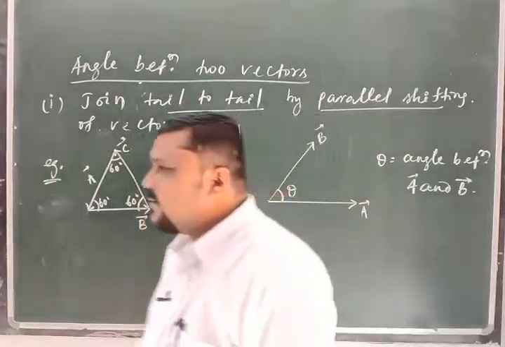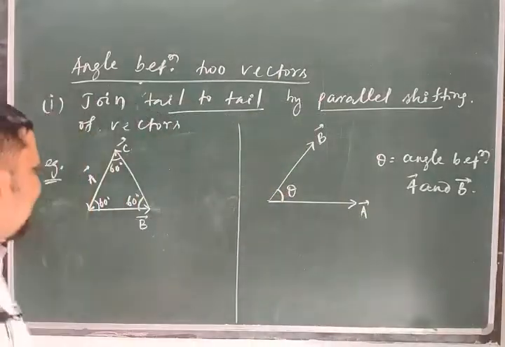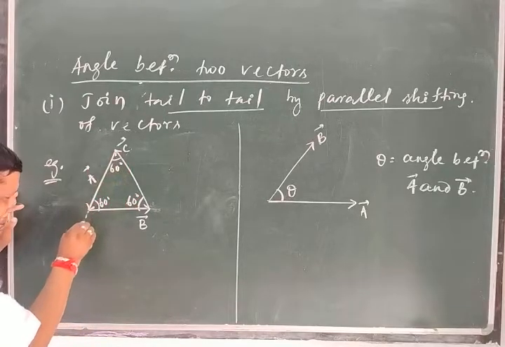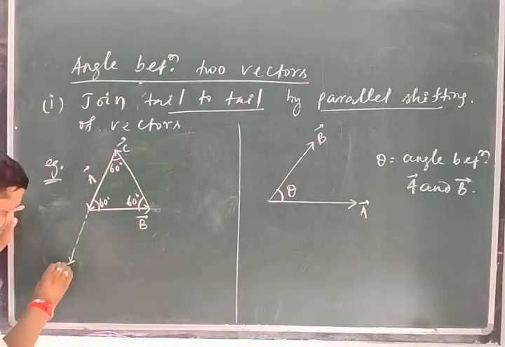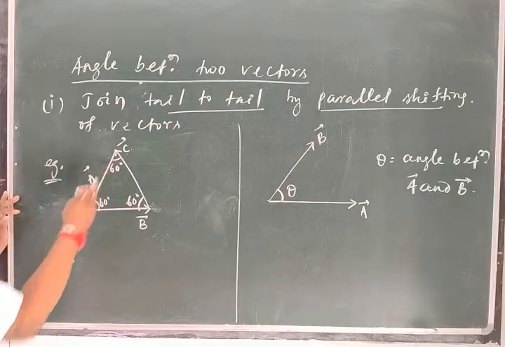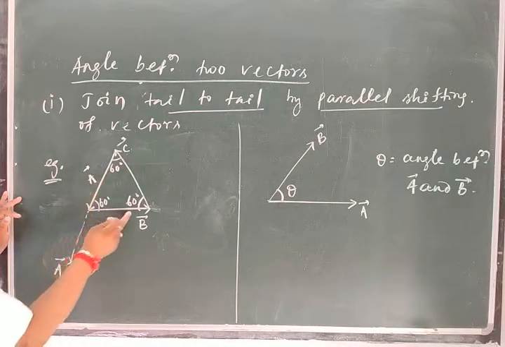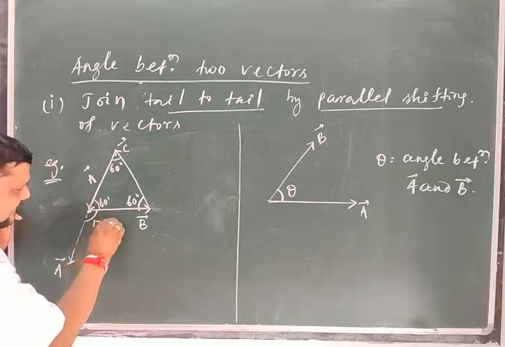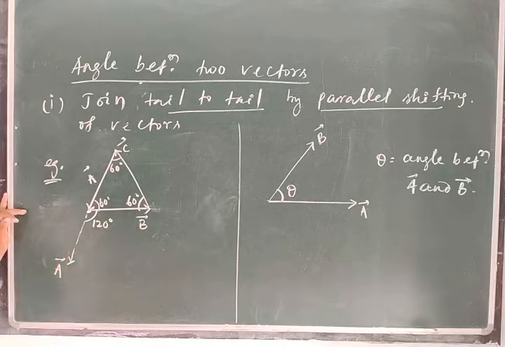Now you join tail to tail. So to join tail to tail, I can shift A with B. So A can be shown like this. This is A, shifting parallel to itself. So A and B, this is the tail to tail joining. So this angle will be 120. So the angle between A and B is 120.